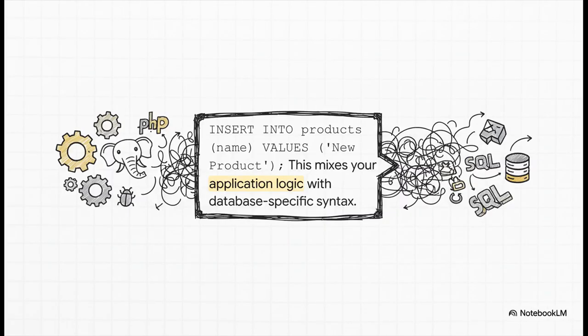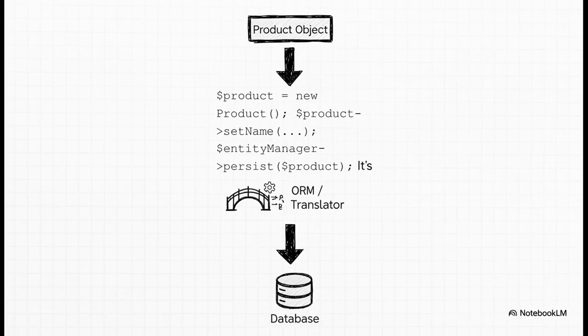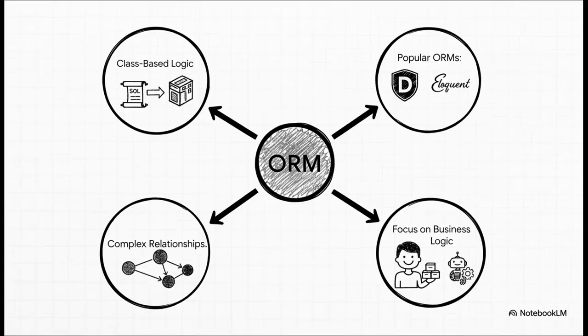So before ORMs were common, if you wanted to create a new product, you'd have to write out the raw SQL statement. It's direct, sure, but you're mixing your database language right into your application's logic. Now, look at the difference with an ORM. You just create a new product object in PHP. You set its name, then you just hand it over to the ORM's manager and say, hey, save this for me. The ORM does all the SQL translation behind the scenes. It's so much cleaner and lets you think from an object-oriented perspective. And the benefits are massive. You're essentially turning raw SQL into clean, class-based logic.